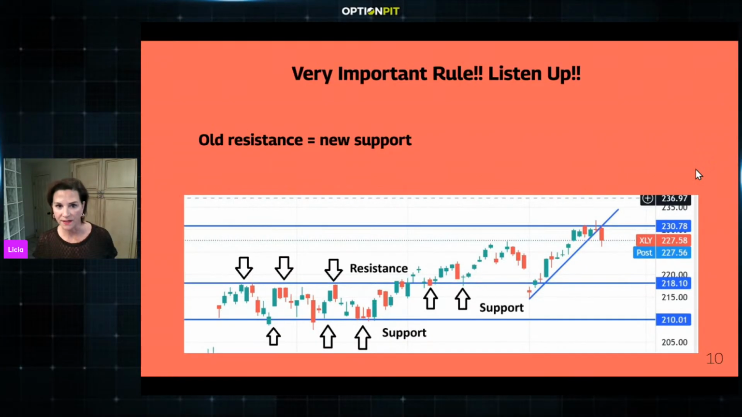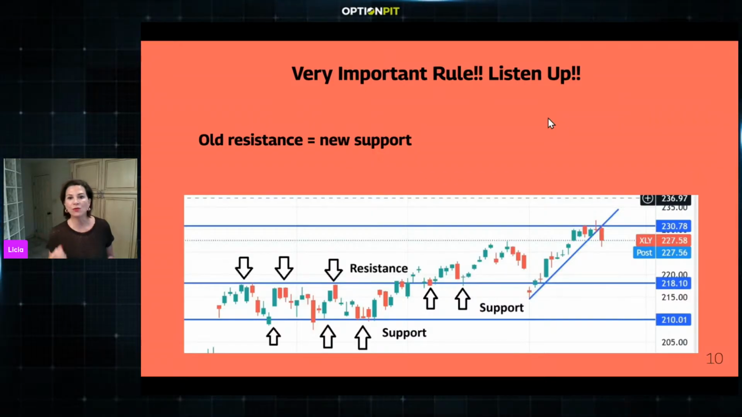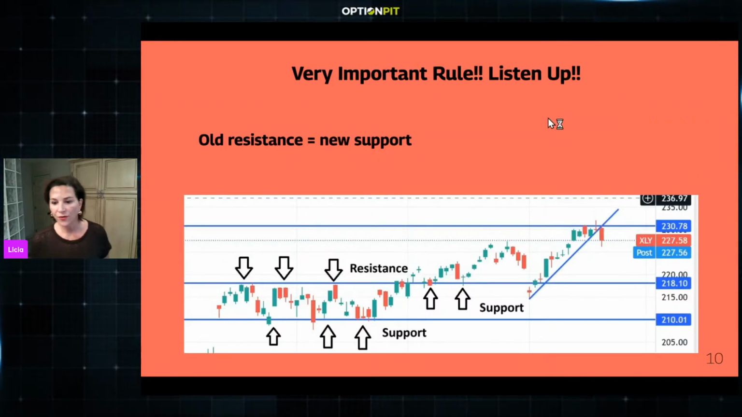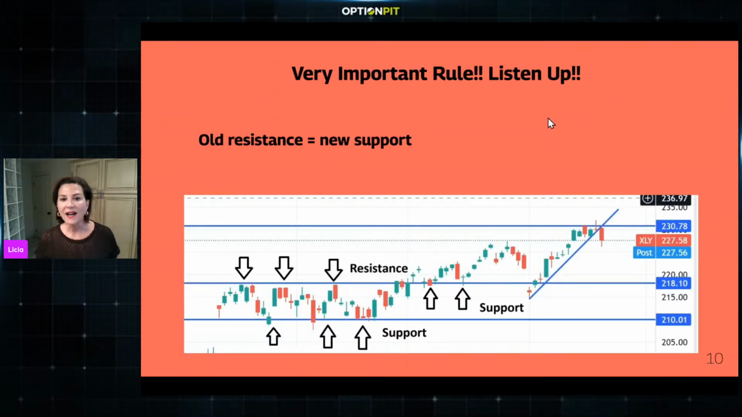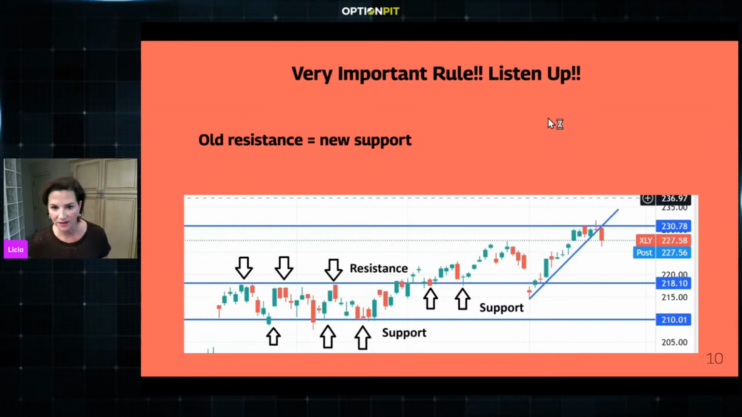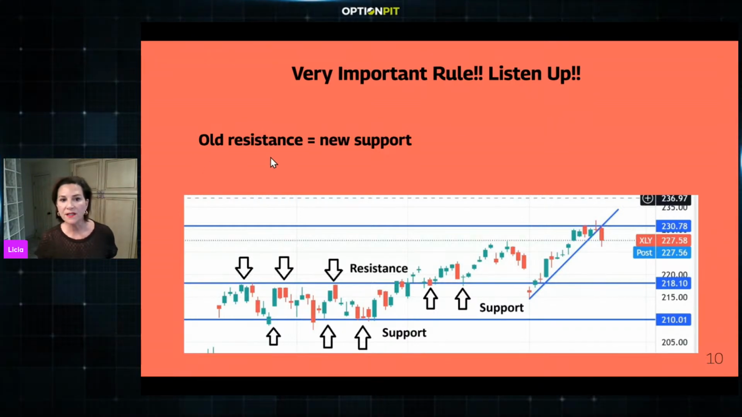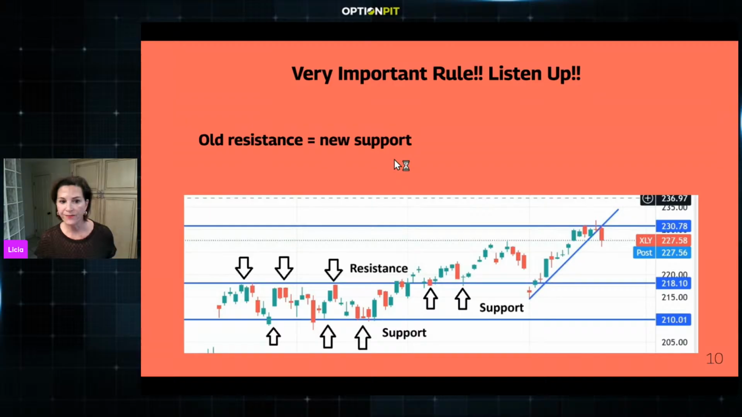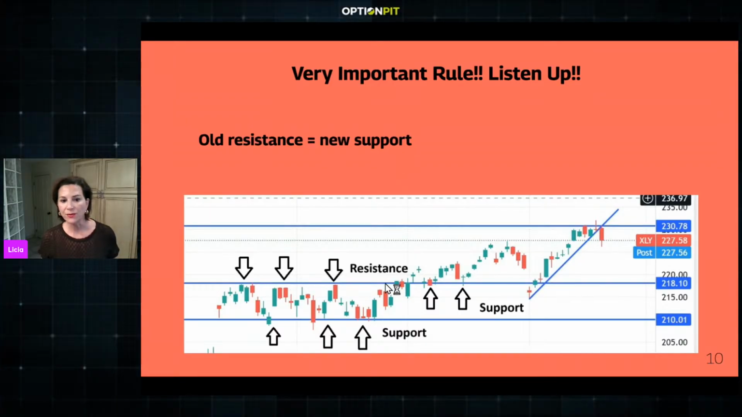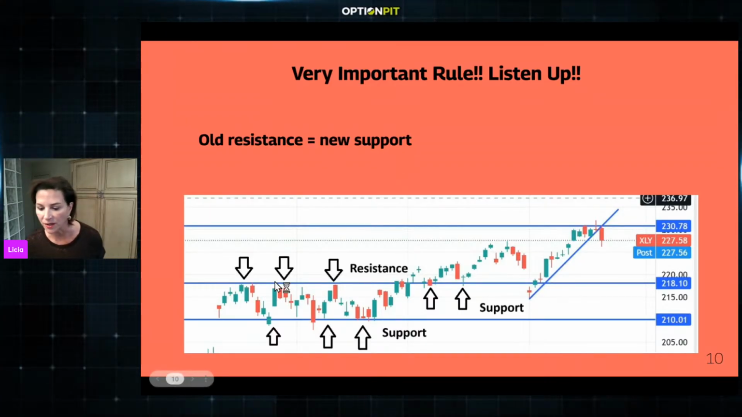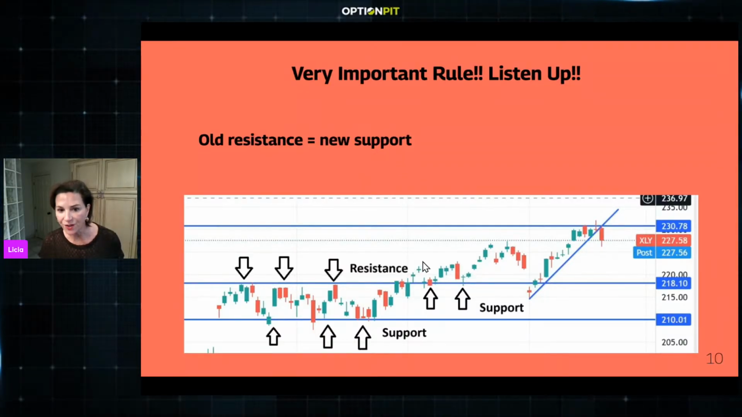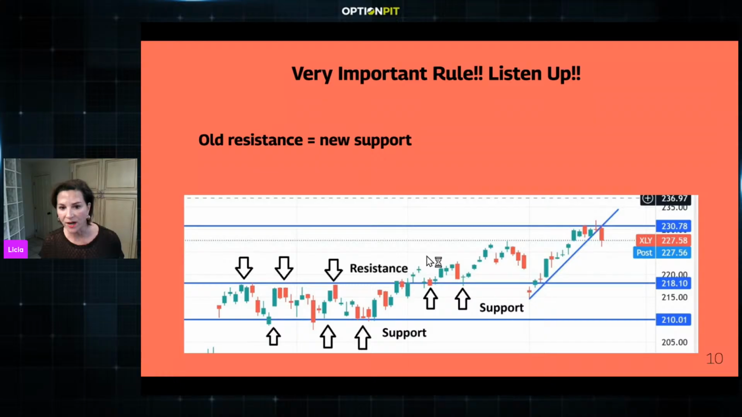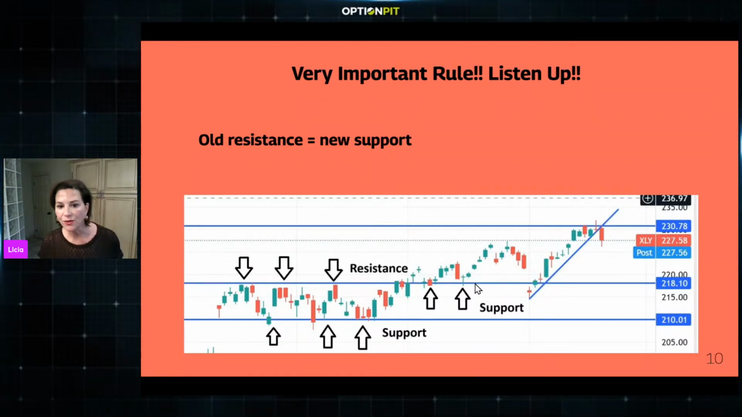Support and resistance. Okay, the most important rule for support and resistance: once the stock flips over or surpasses that price level, that old resistance now becomes new support. And as in this case, this was resistance 4 times until it wasn't. And now, after the stock breaks through that price level, it is now new support.